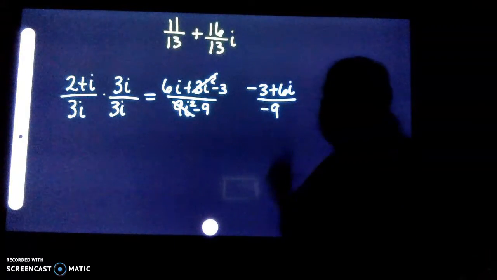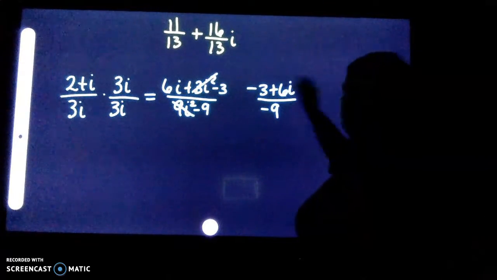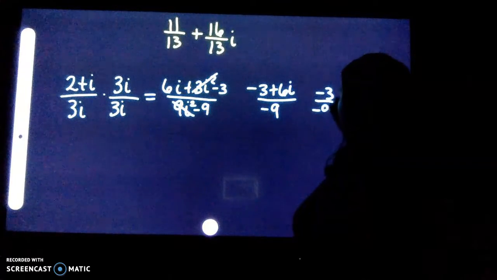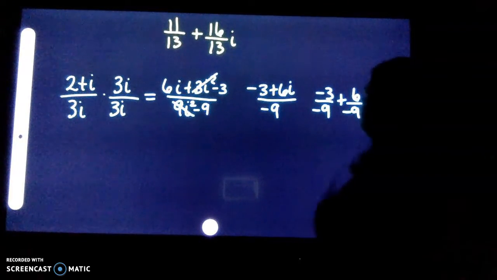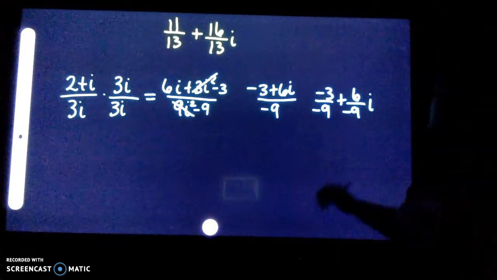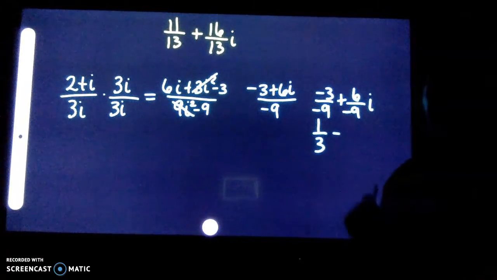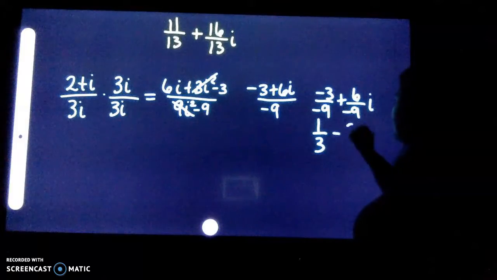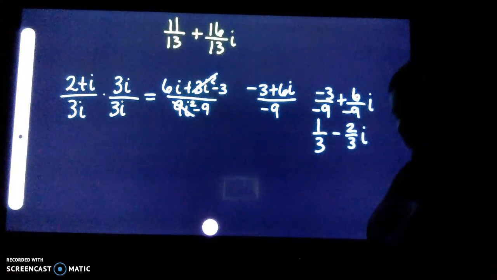over negative 9. I need to separate this into two terms. So I have negative 3 over negative 9 plus 6i over negative 9. Negative 3 and negative 9 reduce to a positive 1/3. 6 and 9, I can pull a 3 out of each of them, and I get 2/3, and it's minus because there was a negative there. And then the i gets attached to that 2/3 term.